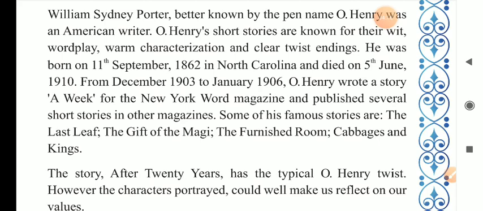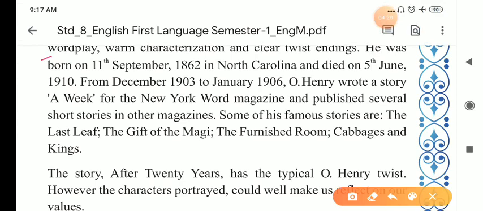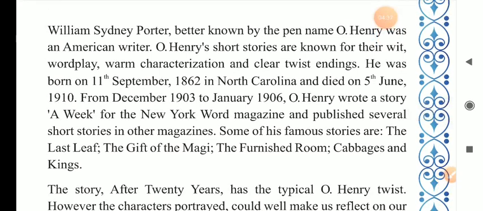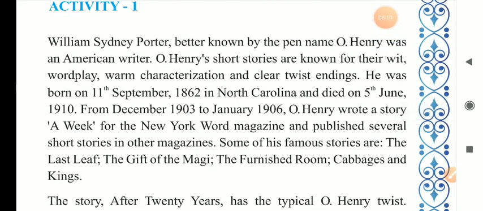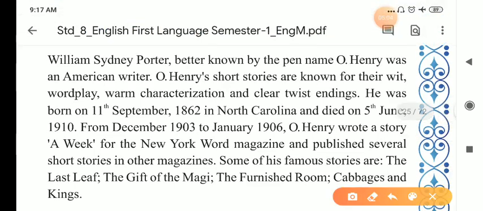O. Henry's short story is maximum known for his wit, for his wordplay. What he is using for the word, that word will play the fantastic role where he has used it. Apart from that, he is well known for the warm characterization. The characters would be always from our surroundings, and that would be the matchless one in English literature. Even his short stories are famous throughout the world for his best characteristic, and that is with the clear and yet twisted ends.